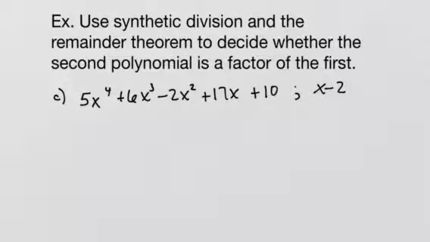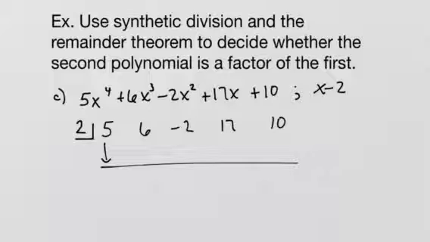Let's look at one more example using these directions. Use synthetic division and the remainder theorem to decide whether the second polynomial is a factor of the first. Again, we'll look at the second polynomial to determine k. Since it is x minus 2, we'll use the opposite sign than it appears. We'll use 2. We'll use the coefficients, making sure that every power was represented first, 4, 3, 2, 1, and none. So the coefficients are 5, 6, negative 2, 17, 10.